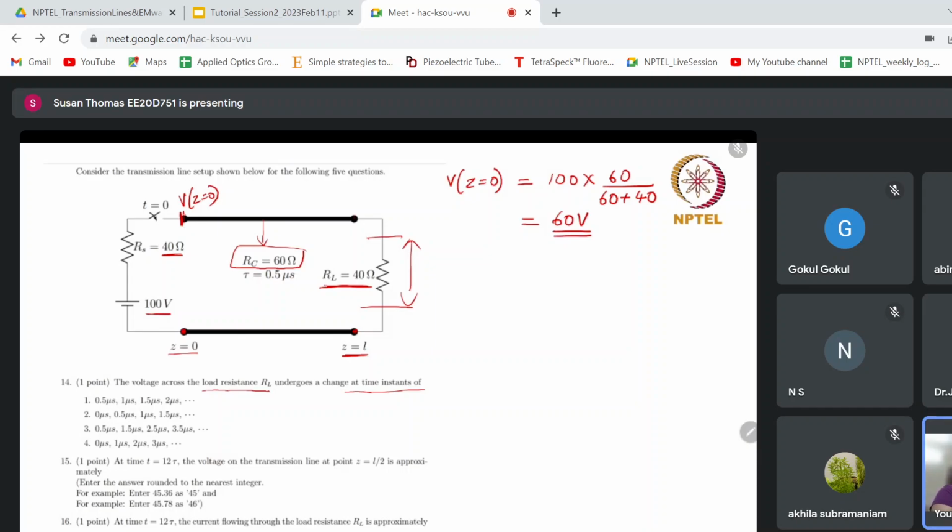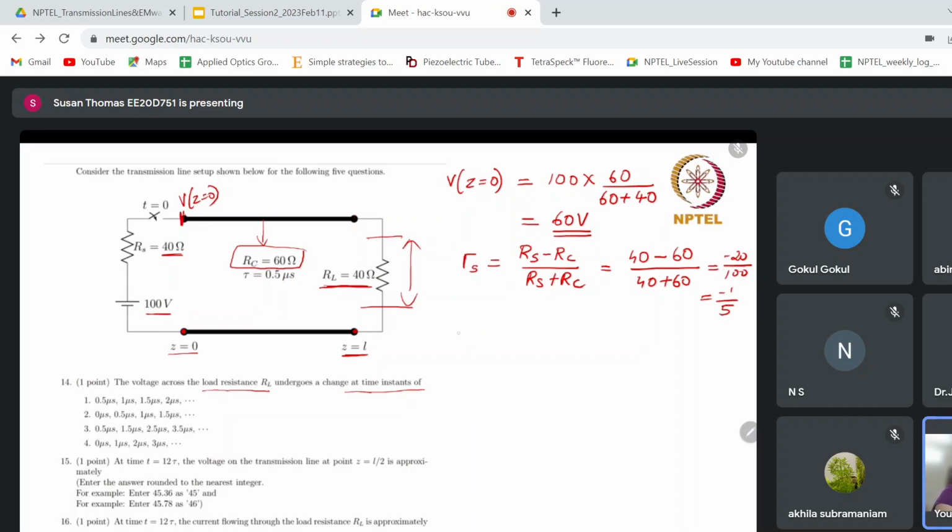So at Z equal to 0 you have 60 volt. Now this 60 volt will be transmitted. Now the other thing is, let's have a look at the reflection coefficient, especially if you want to write the source reflection coefficient. Gamma S will be (Rs minus Rc) by (Rs plus Rc). So what is Rs here? 40 minus 60 is the Rc, 40 plus 60. So this gives an answer minus 20 by 100, or I can say minus 1 by 5.